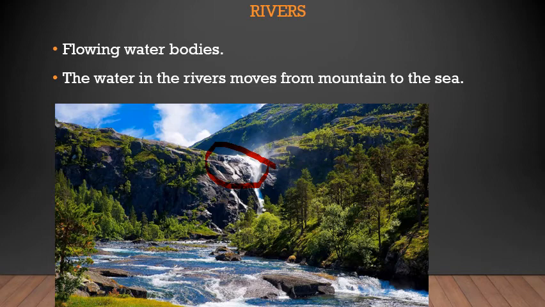One more water body is the sea. Sea is nothing but the salted water oceans. Oceans or seas are huge, large water bodies which have salt water in them. Now, these flowing water bodies always run towards the sea. So the water in the river moves from the mountains to the sea. When it rains in the mountains, the water gets collected, starts as a stream and moves towards the ocean. That is called river. The flowing water body is called river.